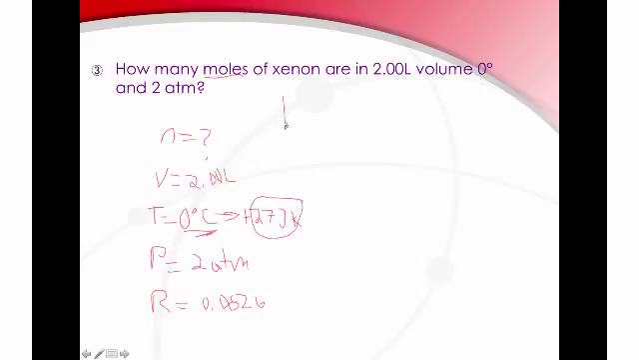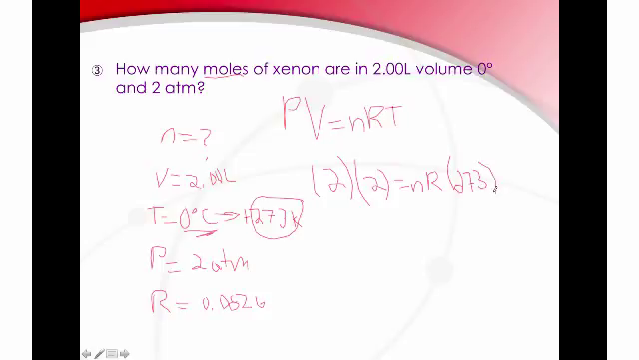So let's go ahead and plug this all into our PV equals nRT. Our pressure is 2 atmospheres. Our volume is 2 liters. We do not know our moles. We have our gas constant, which we know as 0.0826, and our new temperature, 273. So we go ahead and do our math and use our algebra.